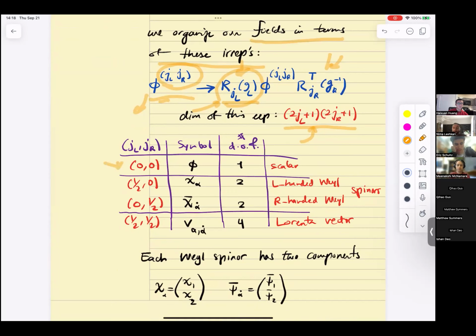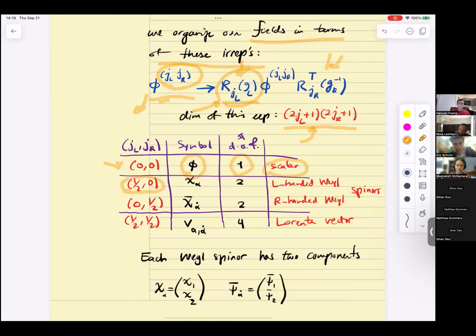If I pick the representation left and right, both of them to be the singlet representation, I'm going to use the symbol phi for it. There is 1 degree of freedom because this representation is one-dimensional. This is a scalar field theory. This is a scalar field. We found it in nature, Higgs particle.